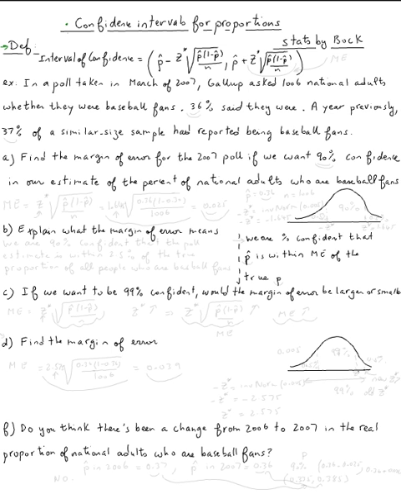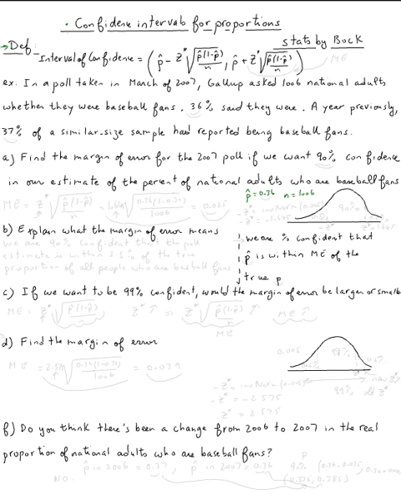So let's do this example. In a poll taken in March 2007, Gallup asked 1,006 national adults, so n is equal to 1,006. I don't know if we're going to need it. Whether they were baseball fans, 36% said they were. So p hat is equal to 0.36. A year previously, 37% of a similar size sample had reported being baseball fans. Find the margin of error for 2007.